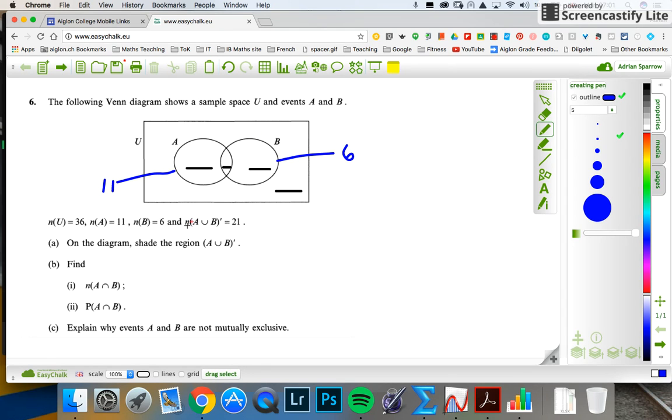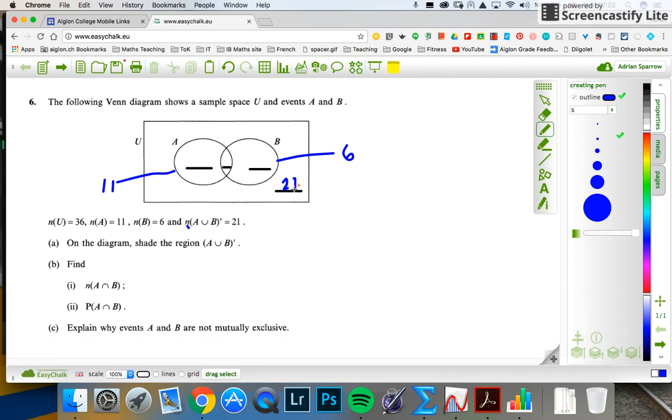And the number, by the way, this n standing for number, in A union B dash. Now, A union B is these two sets here and the bit in between them, which is the intersection. The union is all of that. And it's a dash, so it's not. So it's the opposite of all of that, is 21. So now I can fill in this one here as 21.